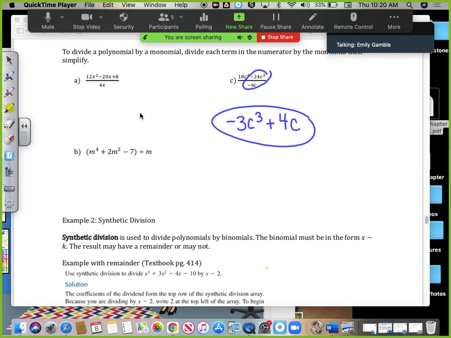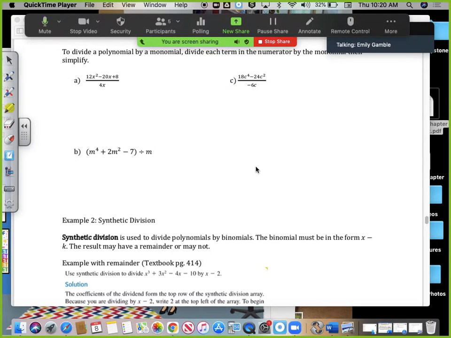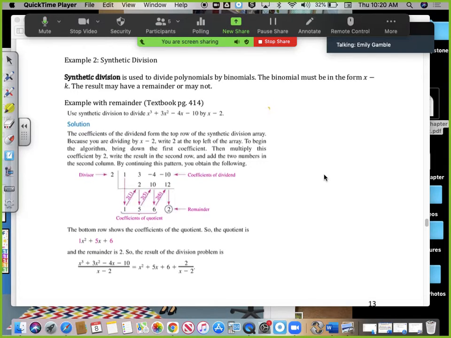Okay, so that's using long division to simplify and also using regular simplification methods with division and dividing out factors. The last thing that we have in section 6.5 is synthetic division, and this is a weird process. I literally have no idea how it works. I'm not just saying that. I don't know how it works. It's like magic. And I'm cool with just knowing that it works and just going with the flow.